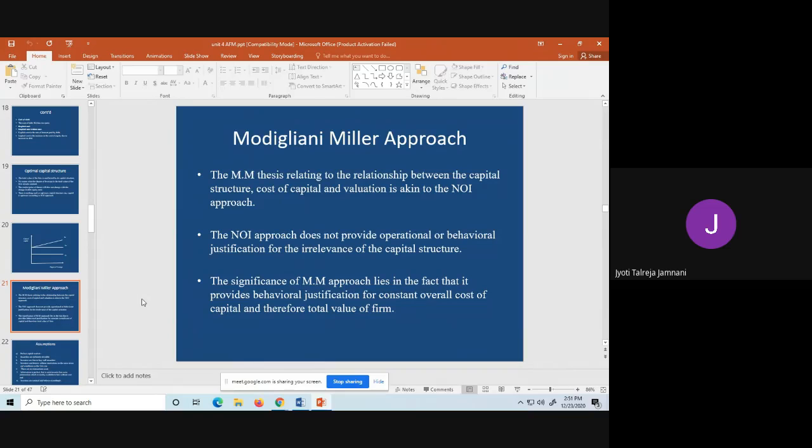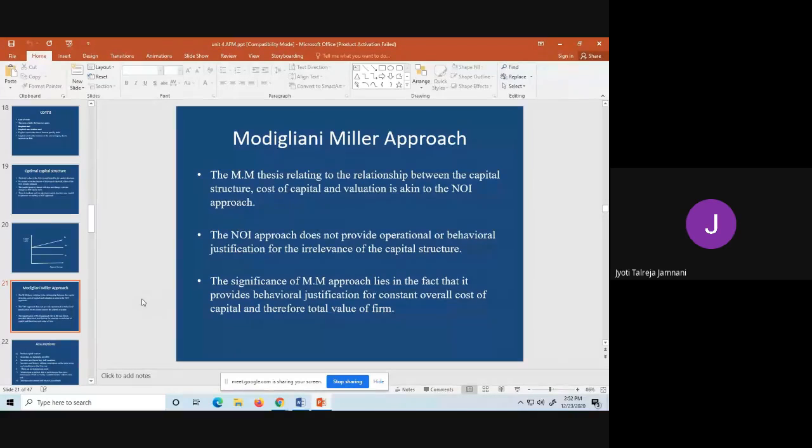The MM thesis relating to the relationship between the capital structure and cost of capital and valuation is akin to the NOI approach. Akin means similar. So the MM thesis or MM approach is similar to the NOI approach. They are trying to say that he follows the route of the net operating income approach. The net operating income approach does not provide operational or behavioral justification for the irrelevance of capital structure. So the problem with the NOI approach was they just said that it is irrelevant. But why is it irrelevant? What justification? Nothing was given. So that's the reason the MM approach came up.